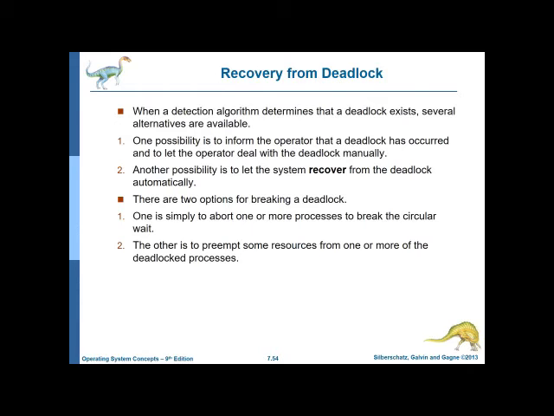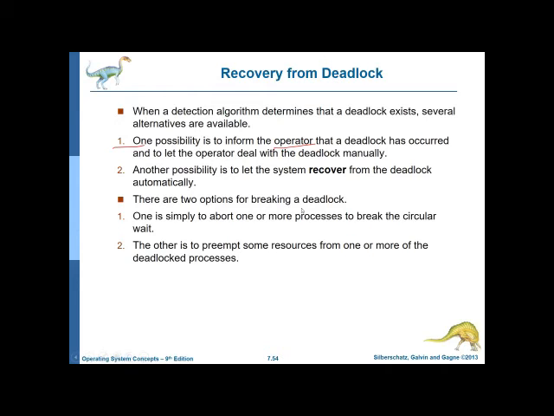Looking at recovery from deadlock, till now we learned detection algorithms for single instance as well as multiple instances. Once we detect that a deadlock has occurred, there are several alternatives available. One possibility is to inform the operator. Operator means the person in charge; he or she may be the admin, or the user, or another application.